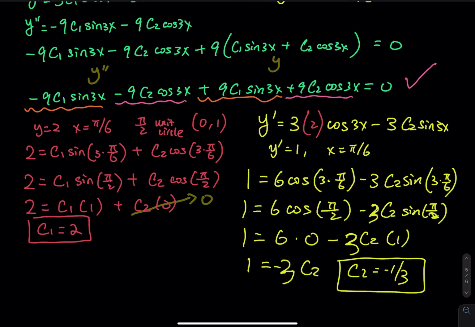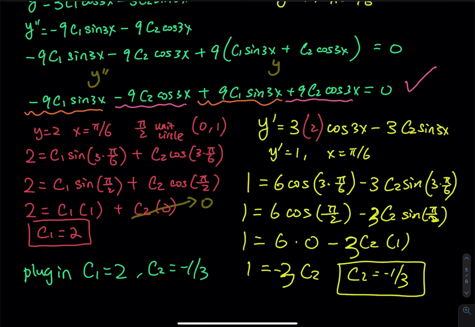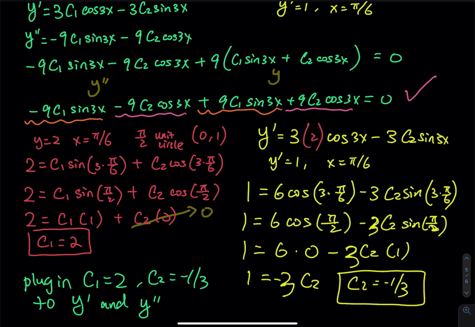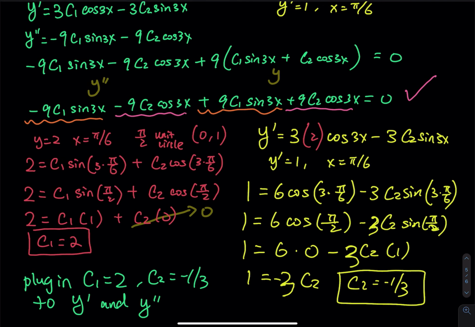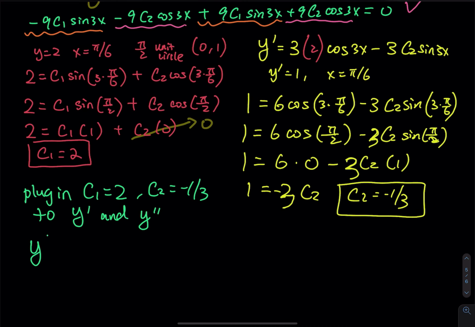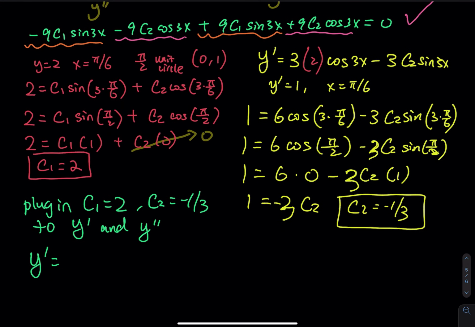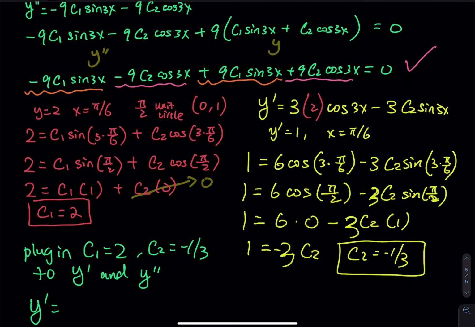So let me just return to green. I'm going to plug in C1 equals 2 and C2 equals negative 1/3 into y prime and y double prime. All right, so the y prime is equal to, plug it in, 3 times that. So that will be 3 times 2. It's hard to just go back and forth.